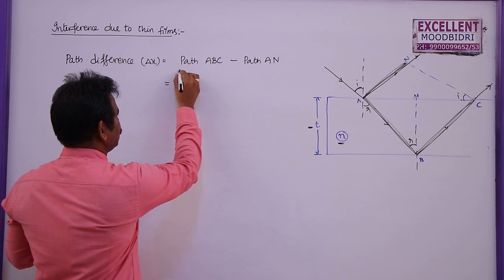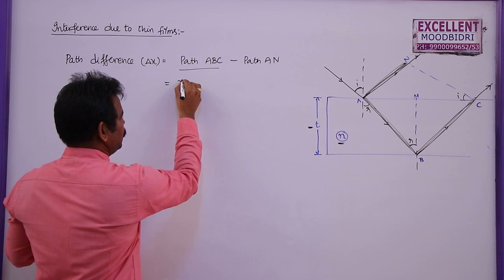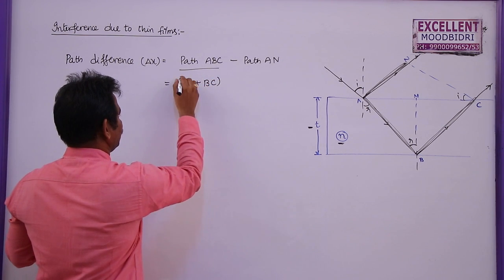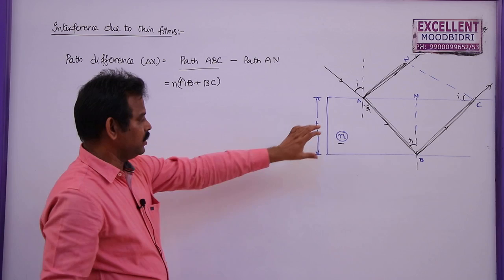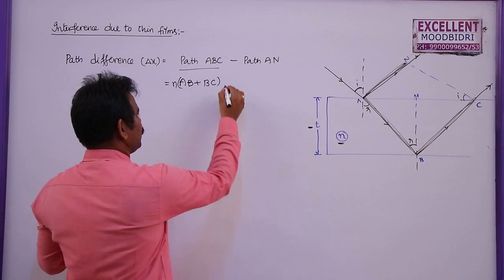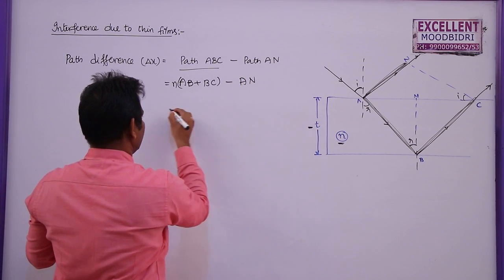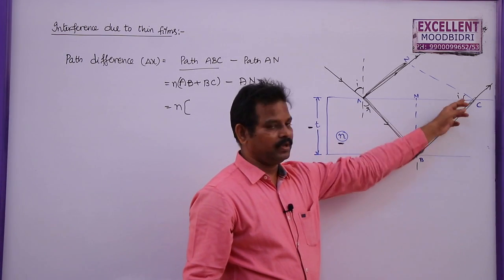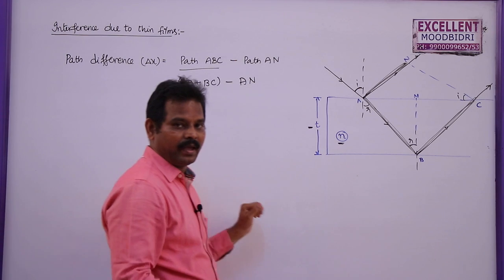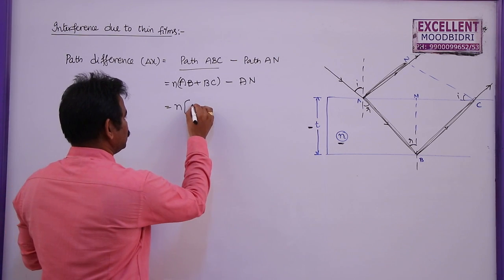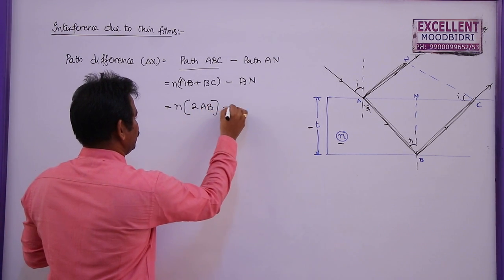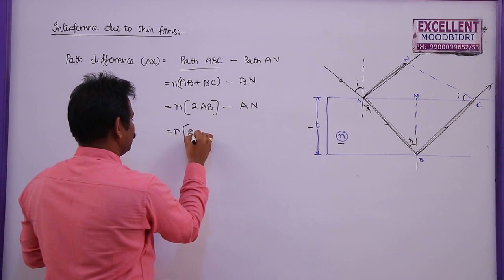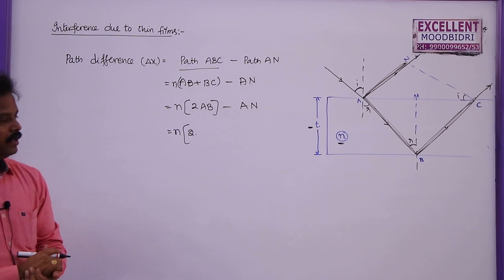So this path is given by AB plus BC of n times, as it is a denser medium, and in the rarer medium this is only AN. So this is n into, we know that AB is equal to BC. Why? Because these angles are equal, angle of incidence or angle of reflection. So this is 2AB minus AN. So this is n into 2 into, so how to find AB here?